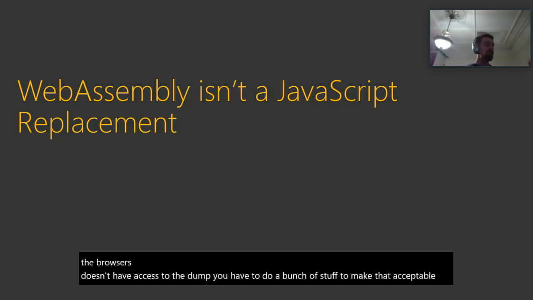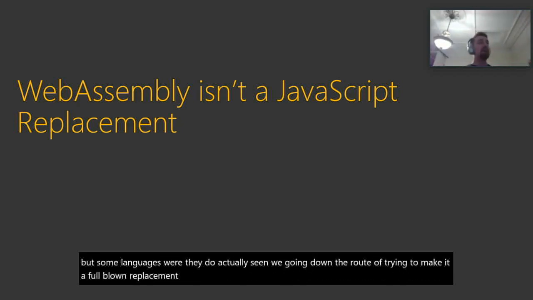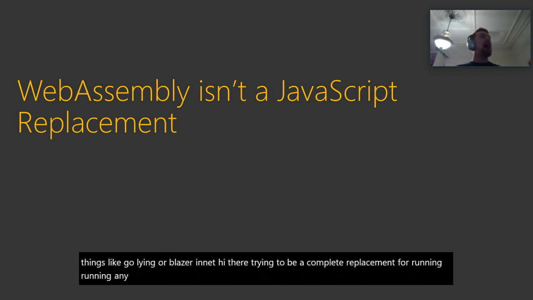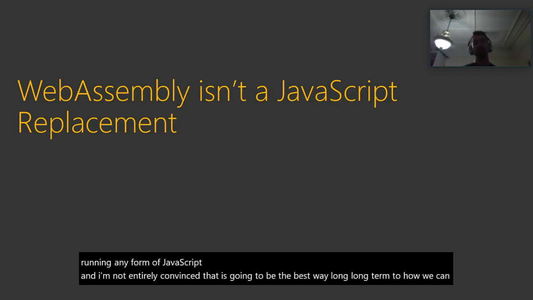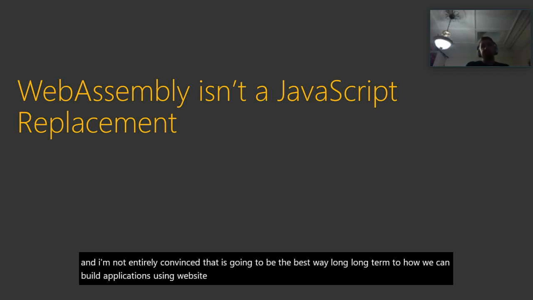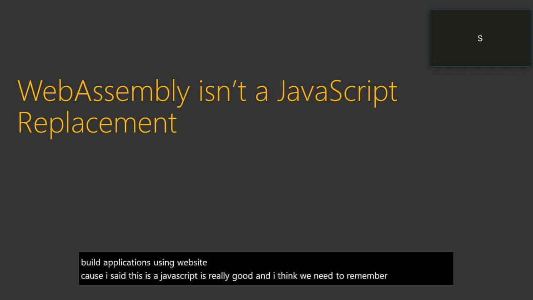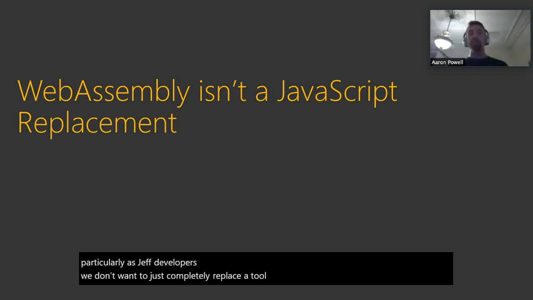But some languages do actually seem to be going down the route of trying to make it a full-blown replacement. Things like Golang or Blazor in .NET, they're trying to be a complete replacement for running any form of JavaScript. And I'm not entirely convinced that that is going to be the best way long term for how we can build applications using WebAssembly. Because like I said, there's things that JavaScript is really good at. And I think we need to remember that, particularly as JavaScript developers, that we don't want to just completely replace a tool just for the sake of replacing it.